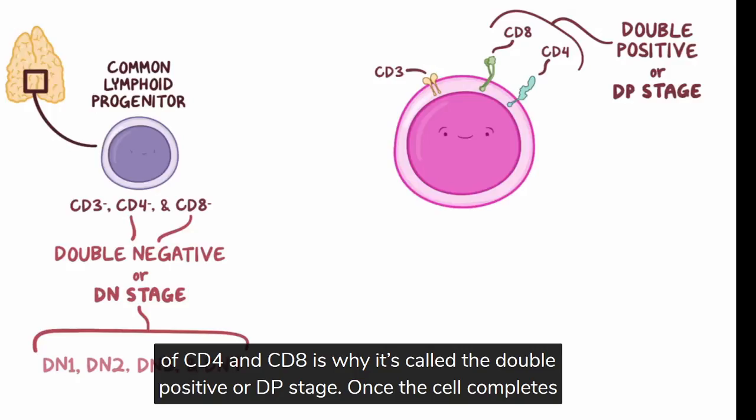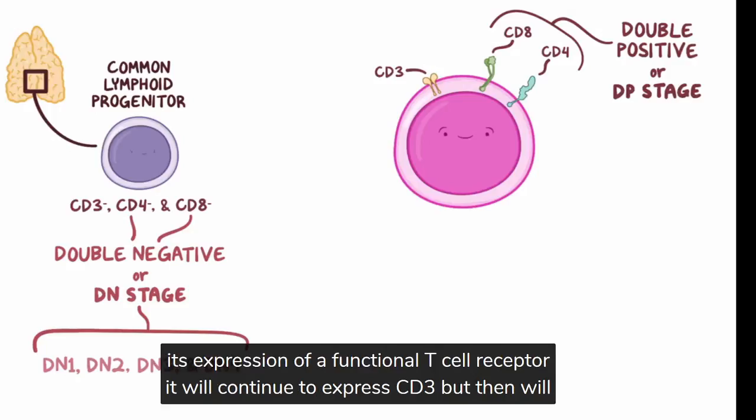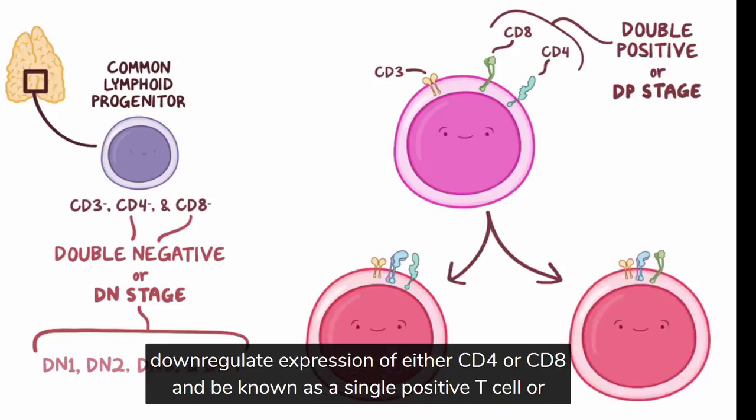Once the cell completes its expression of a functional T cell receptor, it'll continue to express CD3, but then it'll downregulate expression of either CD4 or CD8, and be known as a single positive T cell, or SP.